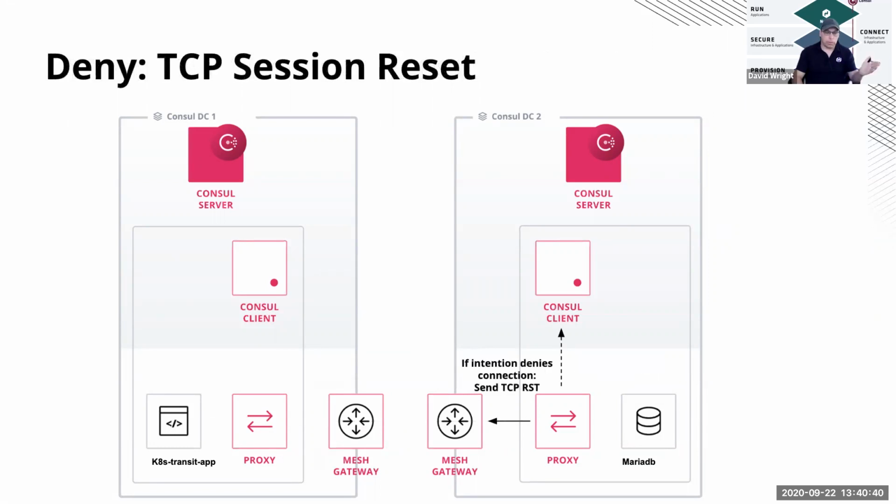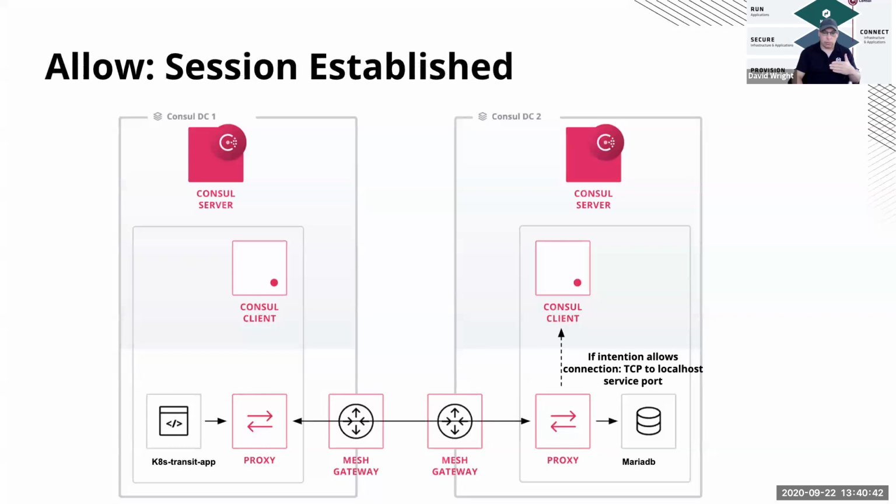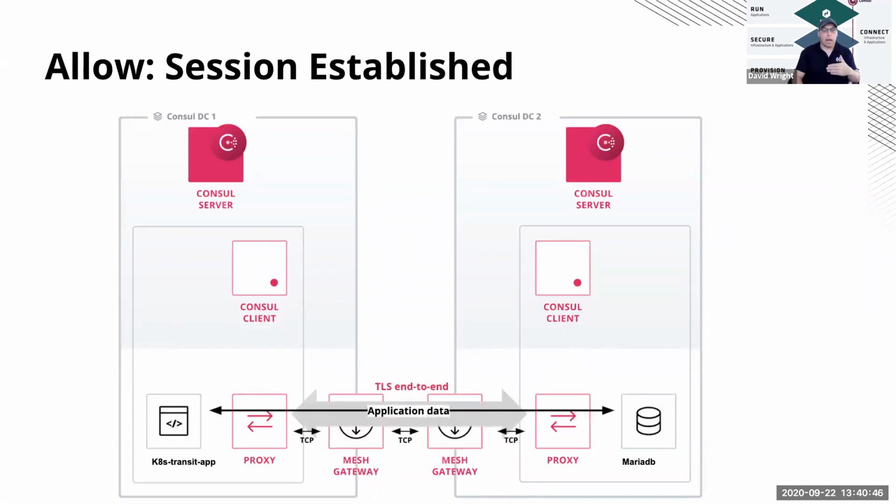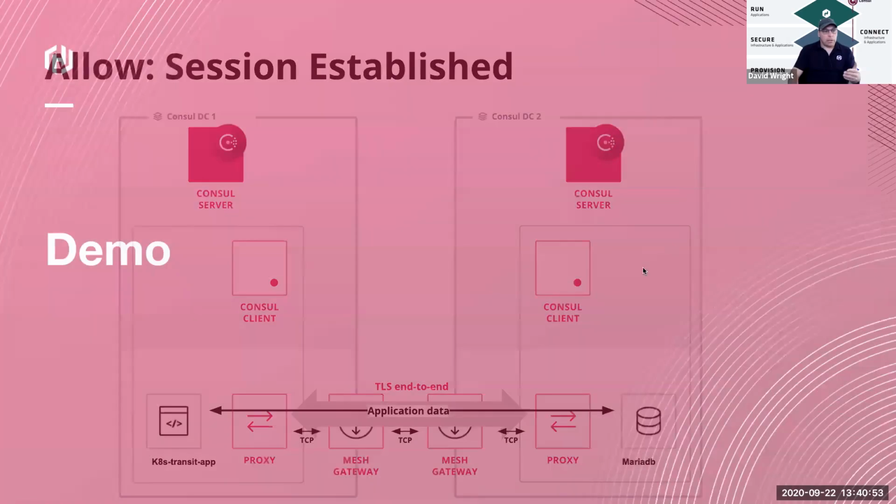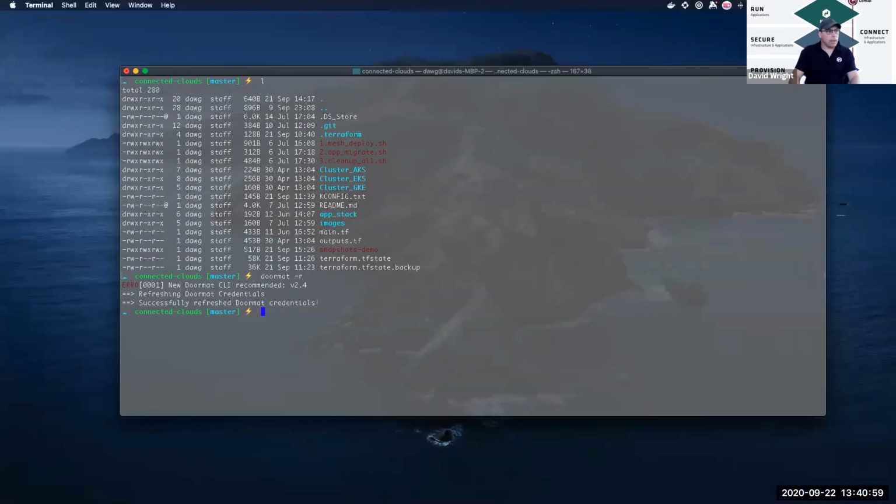If we can't, it will send a reset. If we can, it will send off a local connection to the local host port on the service and establish that data connection. And now our applications can talk. So if we actually look at this in practical terms, what we're talking about is being able to make fundamentally DNS requests between these components.